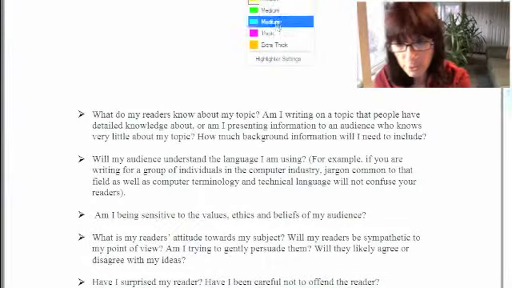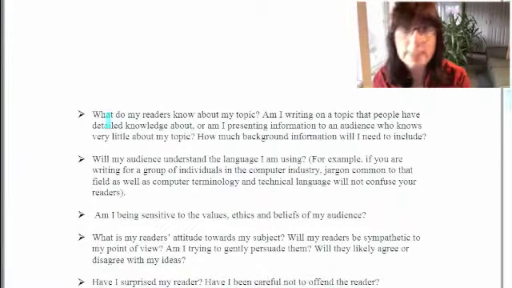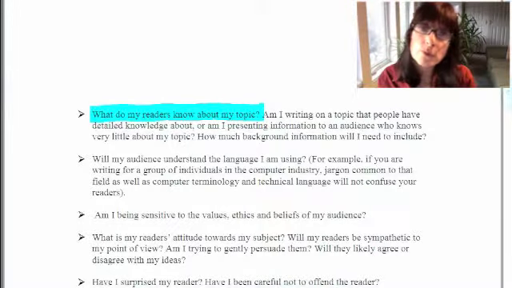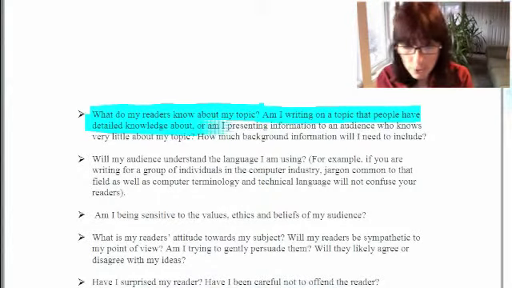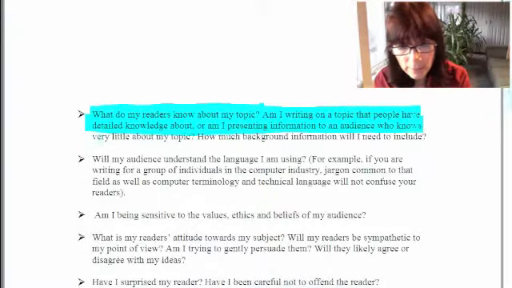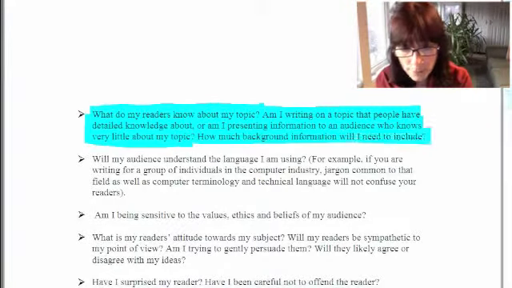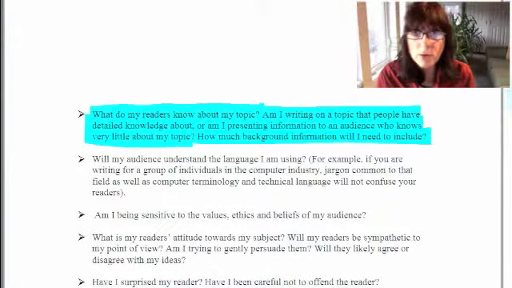Other topics to look at to help you to decide who your audience is and how to write for that audience. Ask yourself, what do your readers know about your topic? Am I writing on a topic that people have detailed knowledge about, or am I presenting information to an audience who knows very little about my topic? Because you need to know how much background information you have to include, or what kind of information to include. If the audience knows nothing about your topic and you're only writing a paragraph, then you have to select something a little bit more basic.